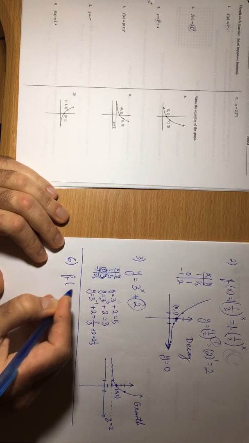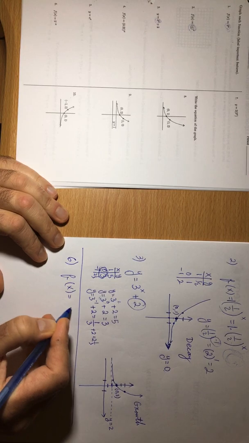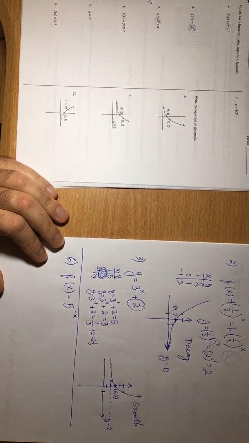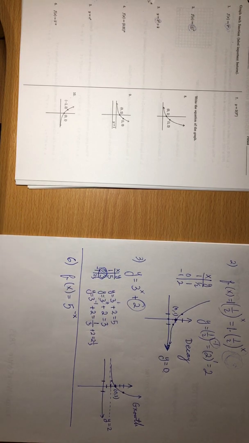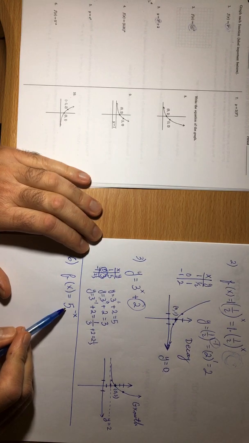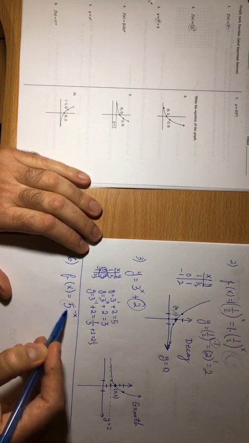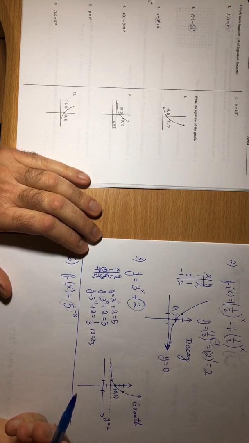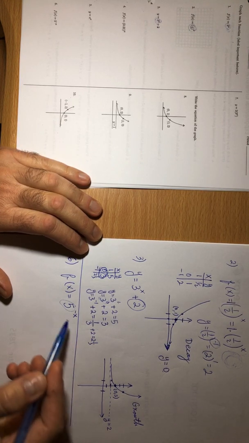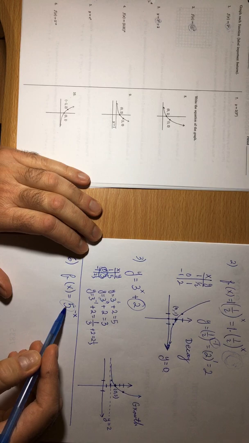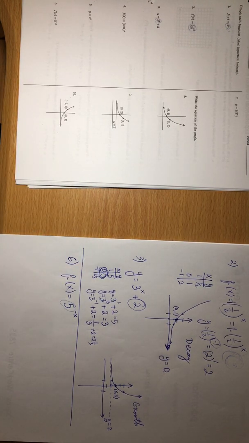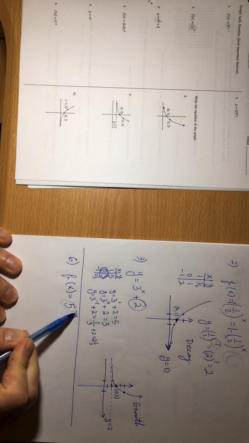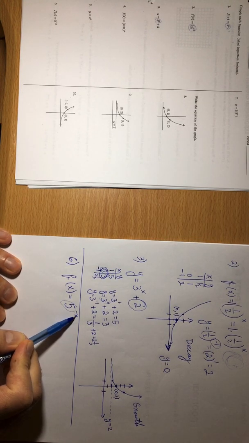You have f of x equals 5 to the power of negative x. Now, first of all, remember, you could be f of x, g of x, h of x, whatever. That doesn't matter. That means y. Now, is this exponential growth or decay? Well, if you just look at the base, you will see that it's a 5, and 5 is greater than 1, so you may conclude that it's exponential growth. But you have to be careful, because there's a negative in front of the exponent.